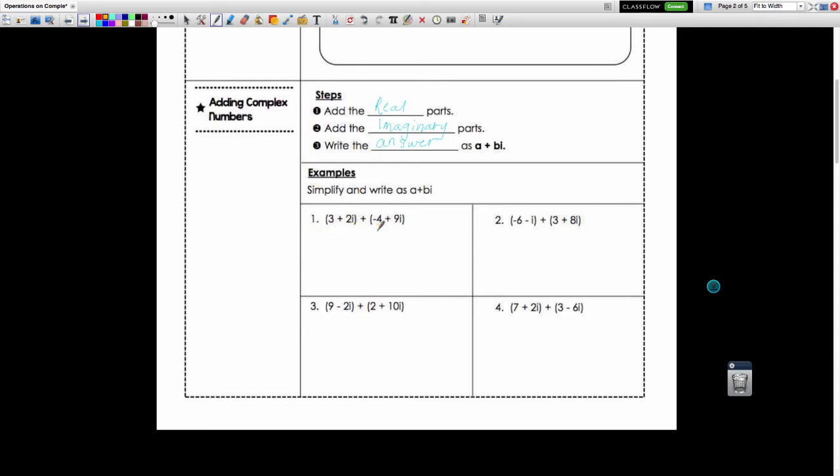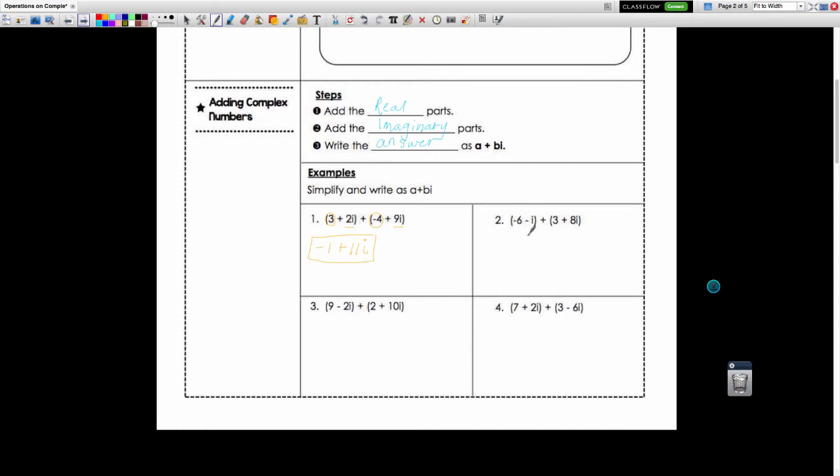If we have 3 plus 2i plus the quantity of negative 4 plus 9i, we add the real parts, which is 3 plus a negative 4, which is a negative 1. And then we have 2i plus 9i, which is a positive 11i. That's all there is to it. Add the real parts, add the imaginary parts.